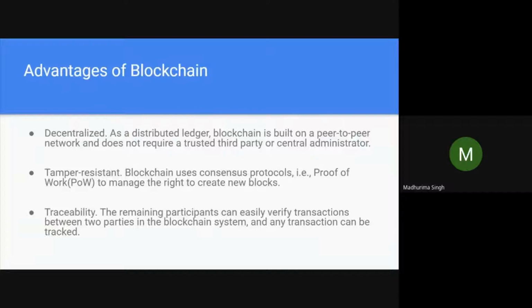Blockchain is tamper resistant. Blockchain uses consensus protocols, that is proof of work, to manage the right to create new blocks. As a result, data manipulation is impractical in terms of computational overhead, making the data recorded in the block immutable. Blockchain supports traceability. The remaining participants can easily verify transactions between two parties in a blockchain system, and any and every transaction can be tracked.